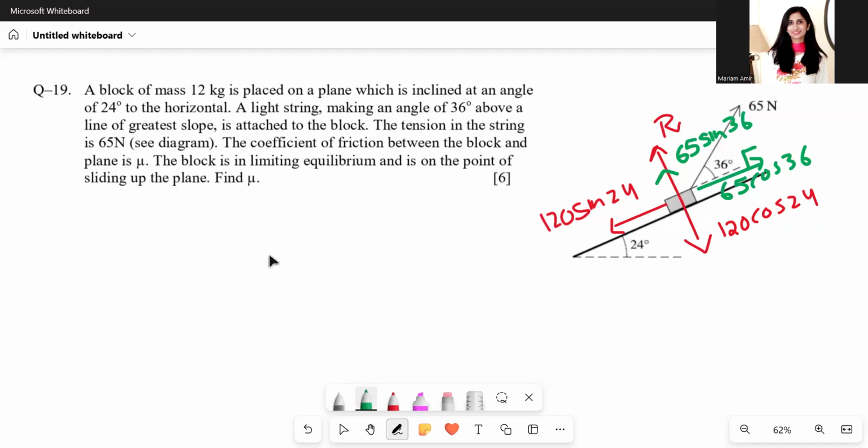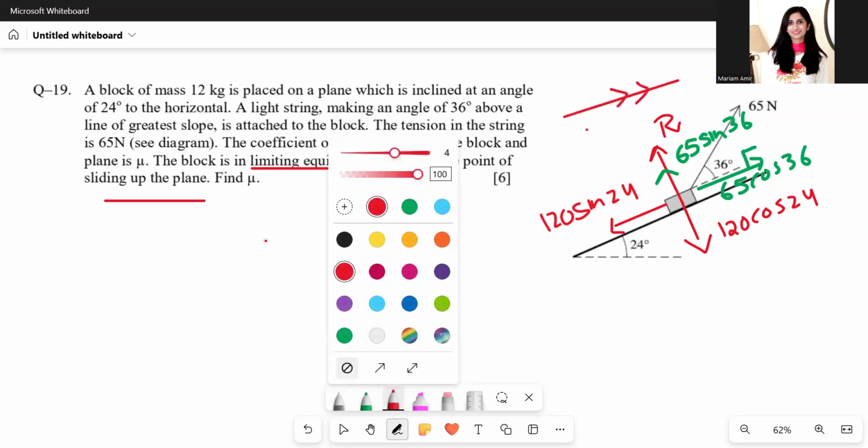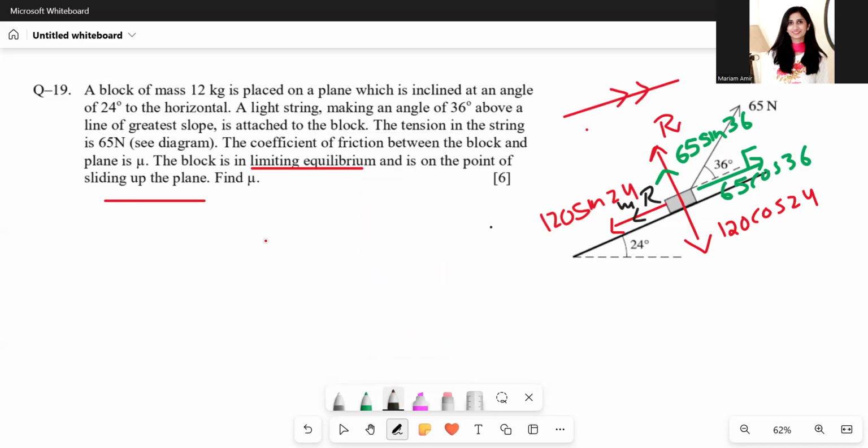The coefficient of friction between the block and the plane is mu. The block is in limiting equilibrium, that means it's not moving yet, and is on the point of sliding up the plane. So that's very clear. If it's going up the plane, the friction has to be down the plane, mu R. Find mu. So it's in equilibrium, that means this force is going to be equal to these two forces. Let's write down the equation. 65 cos 36 should be equal to 120 sine 24 plus mu R.